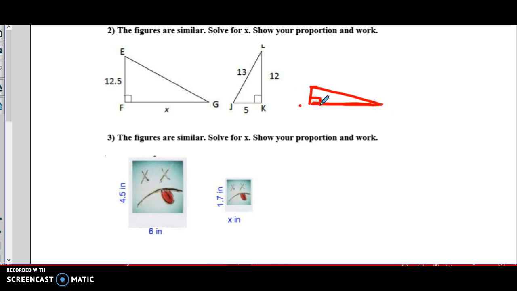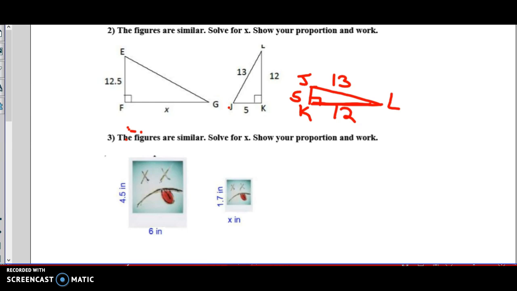So my right angle was K. When I rotated the triangle, J is here and L is here. So side JL was 13, side LK was 12, and side JK is 5. Now it's a little easier to set up my proportion.